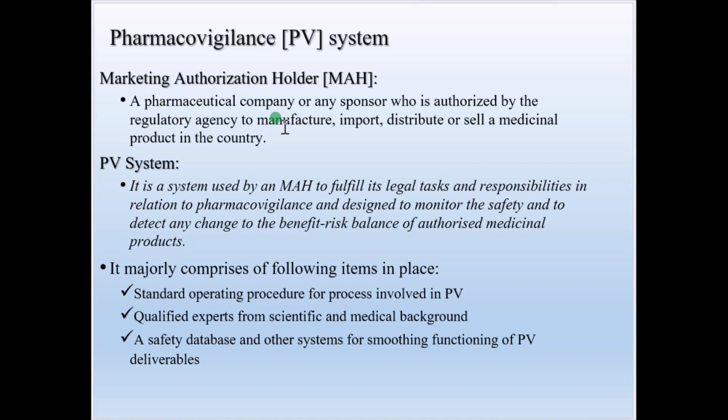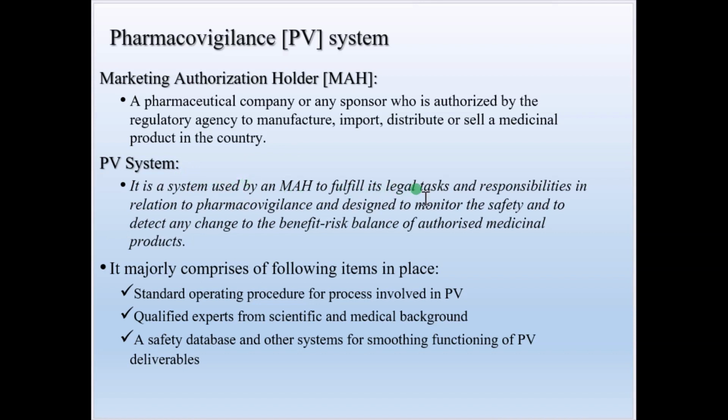Marketing authorization holder, simply called MAH, is a pharmaceutical company which holds a marketing license for a particular medicinal product in a particular country. A marketing license is provided by a regulatory agency to manufacture, import, distribute, or sell a medicinal product in the country. For example, Novartis is a pharmaceutical company and Novartis has active licenses for an oncology product ABC in 25 countries across the globe. So, here Novartis is referred to as MAH for ABC product in those 25 countries.